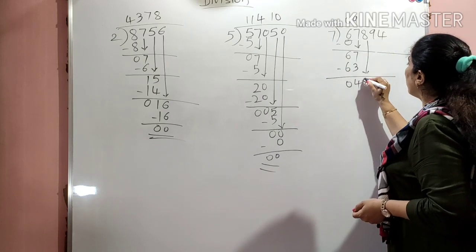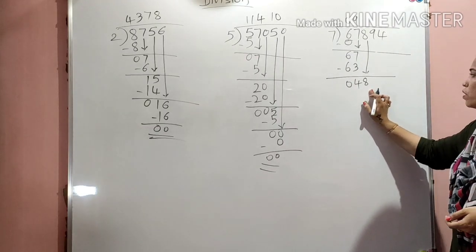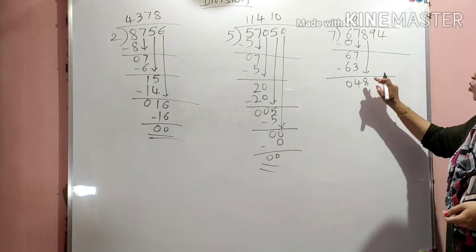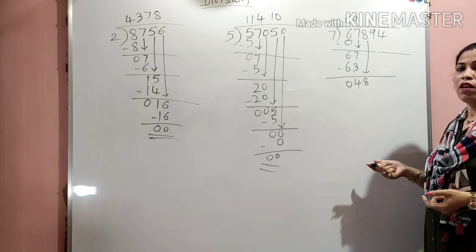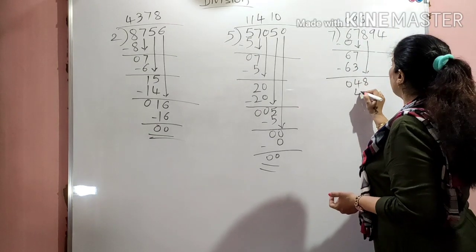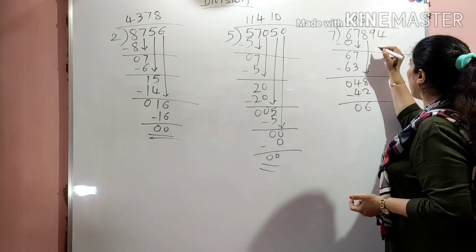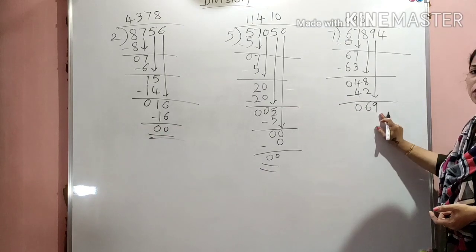Now this 8 will come down. Now what have I taken? 48. Now again we will see the table of 7. So 48 is not there in the table of 7. So smaller than 48, which number comes? 7 7s are 49. So 7 6s we will take. 7 6s are 42, we will take. Okay. So 8 minus 2 is your 6, 0. Now this 9 will come down. Now what did we get? We got 69.